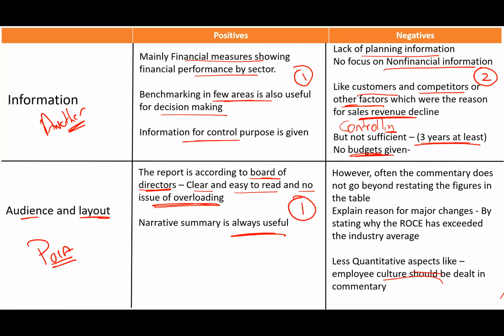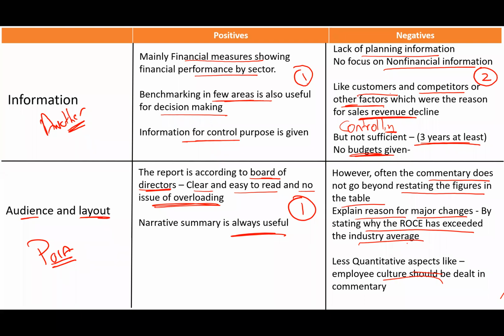Not at all. Why? Often commentary does not go beyond restating the figures in the table. It should explain the reasons for major changes, by stating why ROS has exceeded the industry average. No reason is given. So what a flaw. Only a consultant like you and me can figure that out; a normal person cannot find such a flaw. Commentary is there, but not indicating the major reasons. In commentary, there are key things that you tell the board of directors, and their reasons.